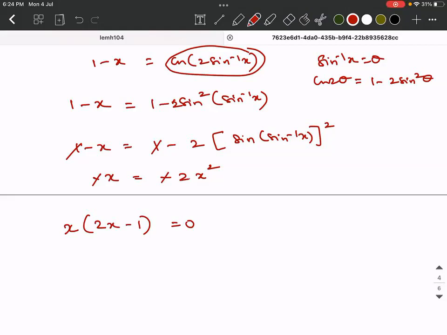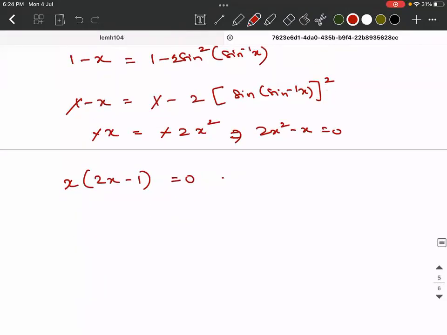What did I do? I wrote this as 2x square minus x is equal to 0. If I take out x, x into 2x minus 1 is 0, which implies x is equal to 0 or half. What is happening? x is equal to either 0 or half. Now, whenever you get more than one value, you should always substitute that value and check it.